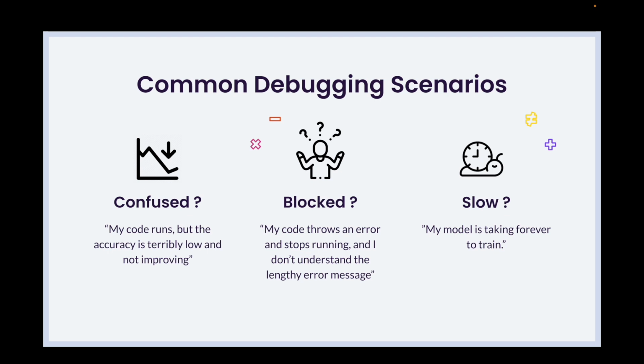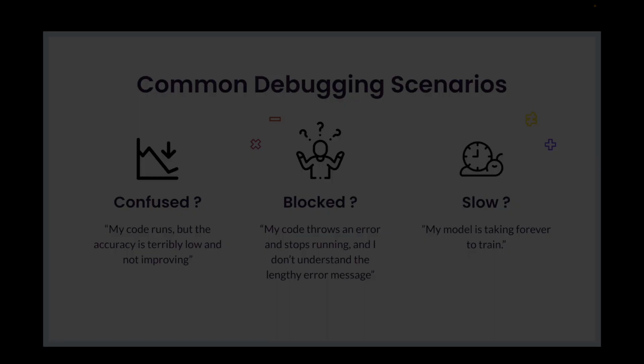And then a third scenario can be that your model is taking forever to train. Everything works, all your code is fine, you see gradual improvements in your accuracy, but still it's taking 2 hours for an epoch, which is unusually high for any of the homeworks that we have.